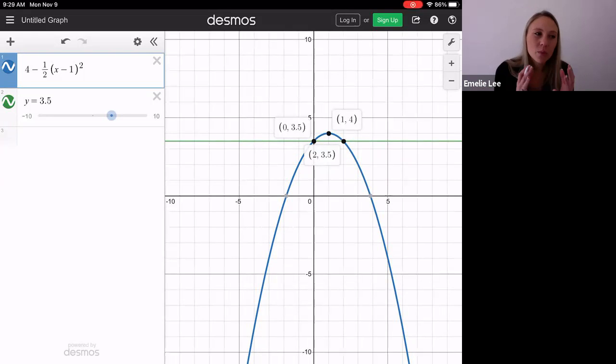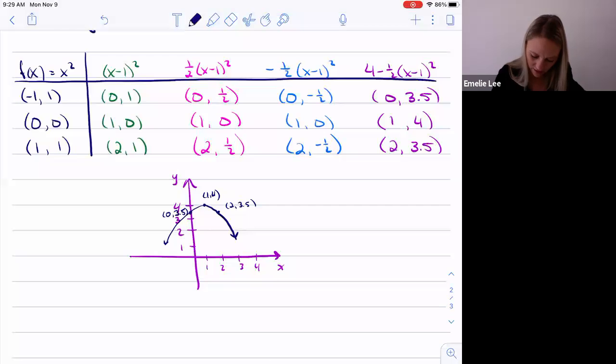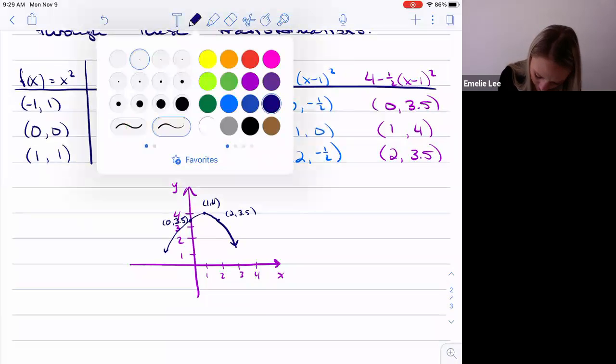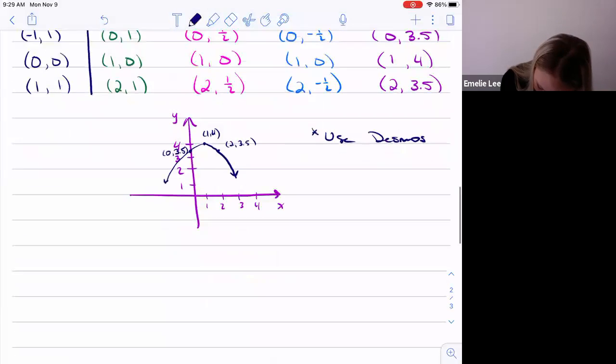So you just have to break down the function and follow a couple of points around, and then you can plot them knowing the general shape. That's going to be the important part, like I said, to know those core functions. What are they going to look like in general? Okay. Nice. Use Desmos to check your work.